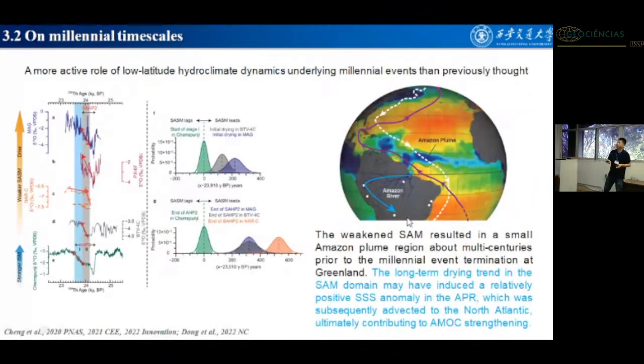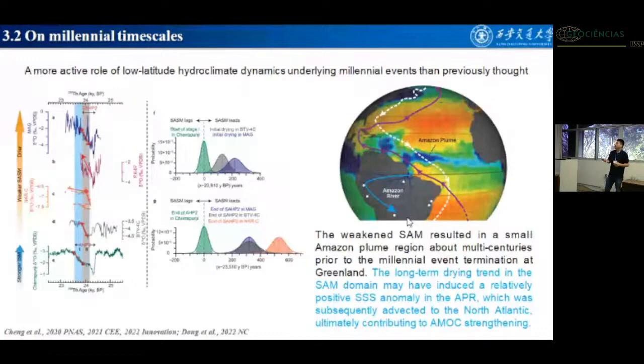We also find another interesting record from northeast Brazil during the Heinrich event. It's ending earlier than the northern high latitude. So it means a more active role of the low latitude hydrological dynamics underlying the millennial events than previously thought.